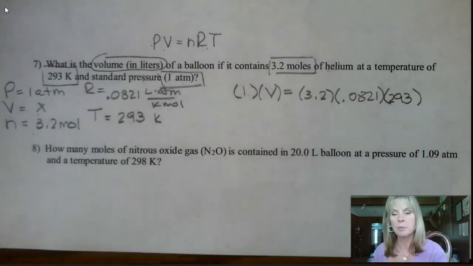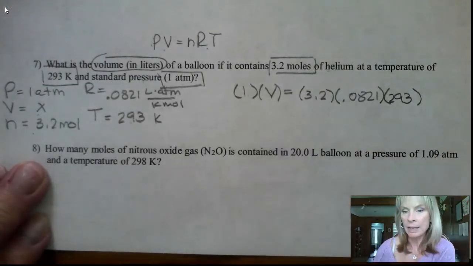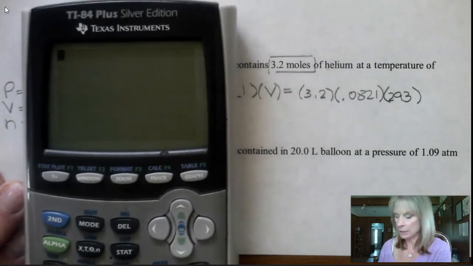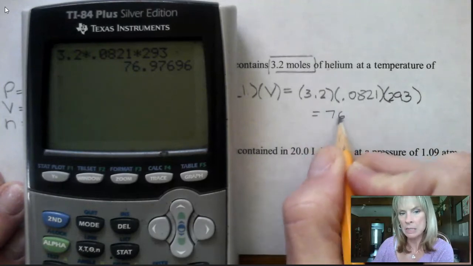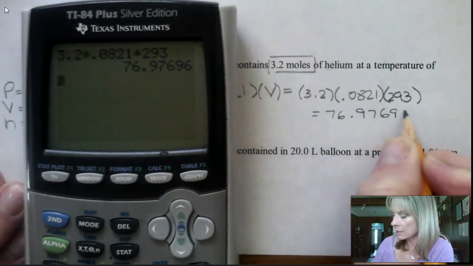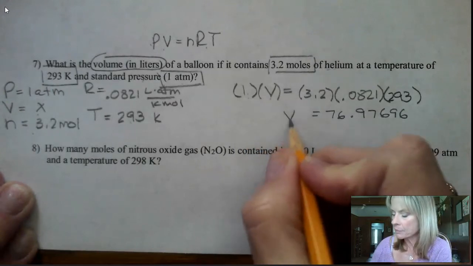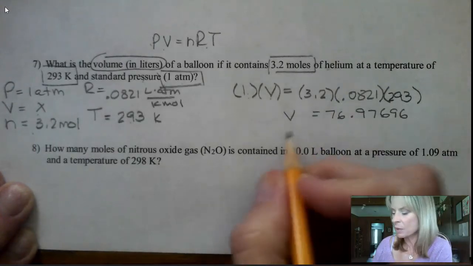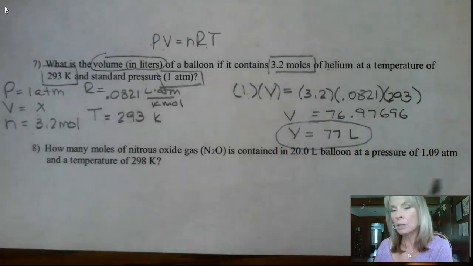Okay, so what I'm going to do now is I need to get V by itself, which in this case is going to be really, really easy. So I'm going to multiply everything in the parentheses together first. 3.2 times 0.0821 times 293. And that gives me, on this side of the equal sign, 76.97696. On this side, what do we have? 1 times V is just V, right? So there's my volume. Pretty easy, huh? Volume is 76 plus all that, so let's just round that volume to 77 liters. That's my answer. Okay, good luck on the rest of the problems.